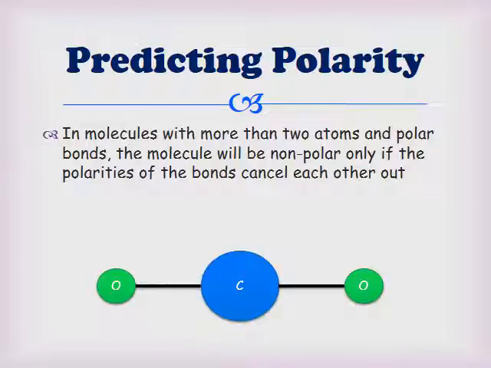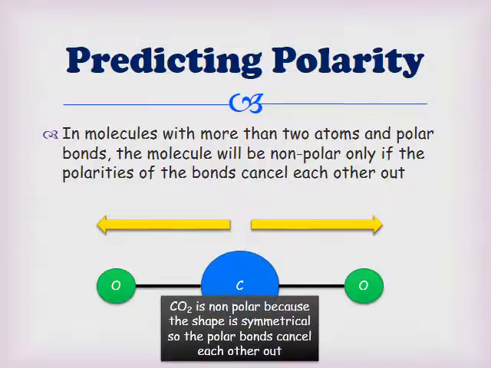So carbon dioxide: you've got two carbon-oxygen bonds, and they're both polar in opposite directions. The electrons are moving away towards the oxygen because oxygen is more electronegative than carbon. They will cancel out, and carbon dioxide is non-polar because the shape is symmetrical. The polar bonds cancel out because the electrons are moving in opposite directions.